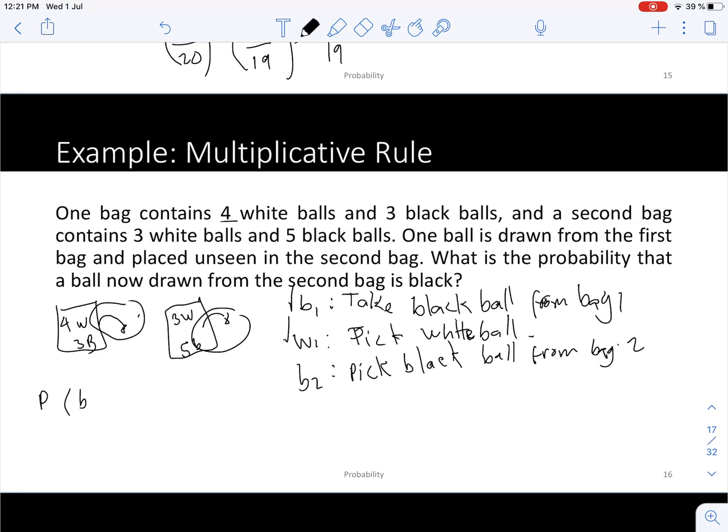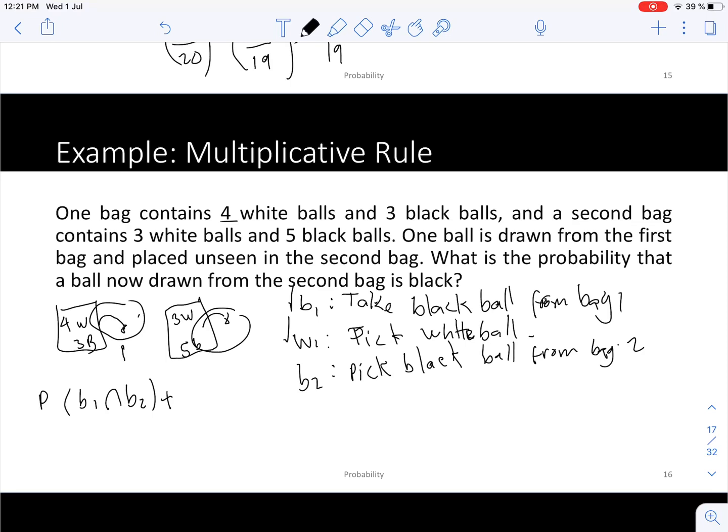of B1 intersection B2. So that means the probability that the first ball that is taken is black, and then the second ball that is taken from the second bag is black too, right? But there is a second option.